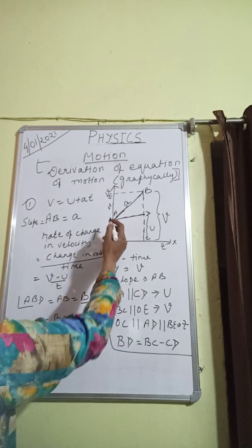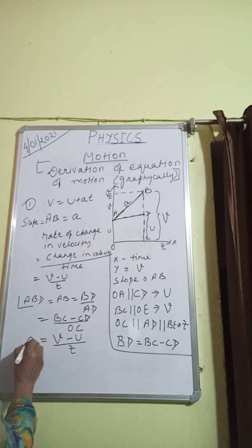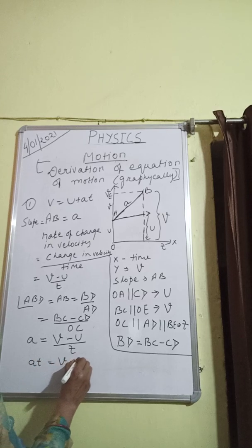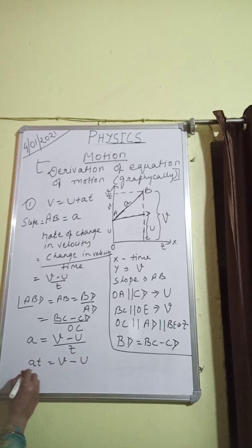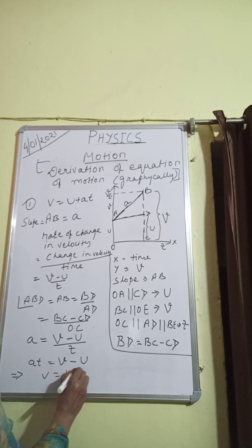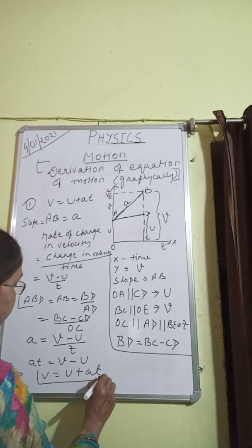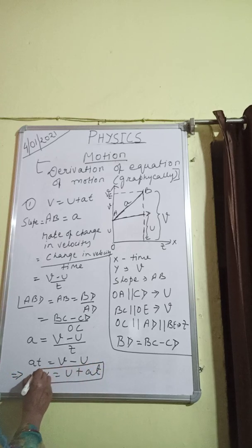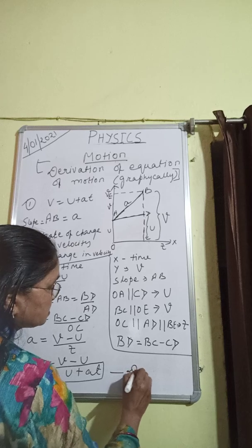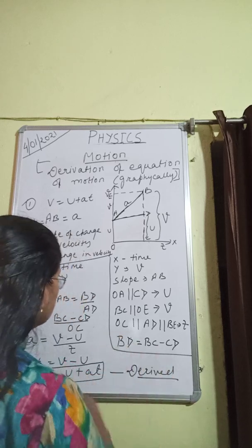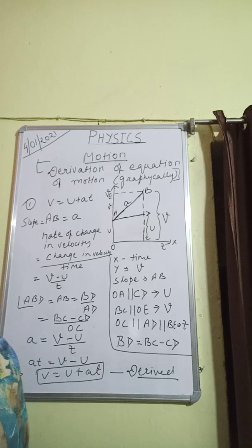And AB is the slope which represents acceleration. So we can write this as at is equal to V minus U. So take out V, it implies that V is equal to U plus at. So the first equation of motion is derived graphically. This is the first equation of motion.